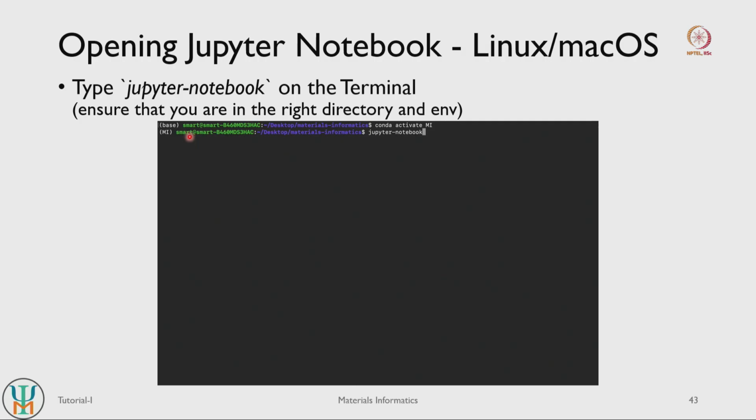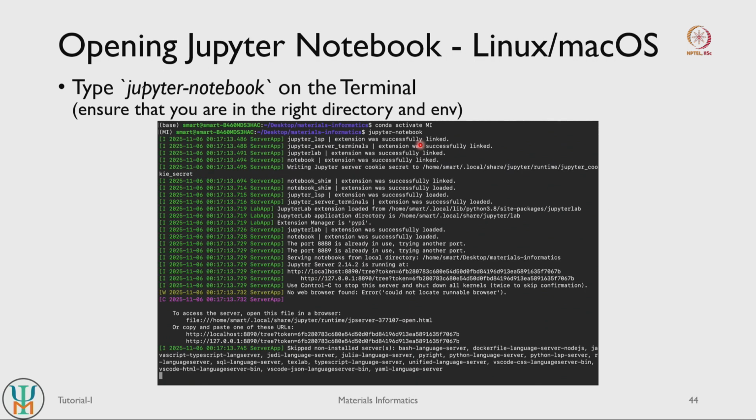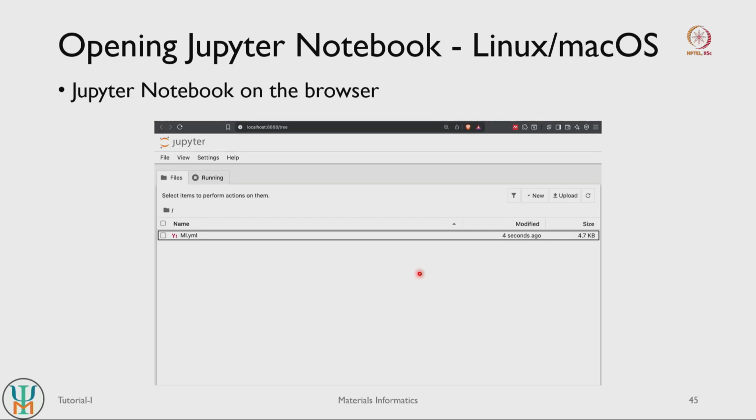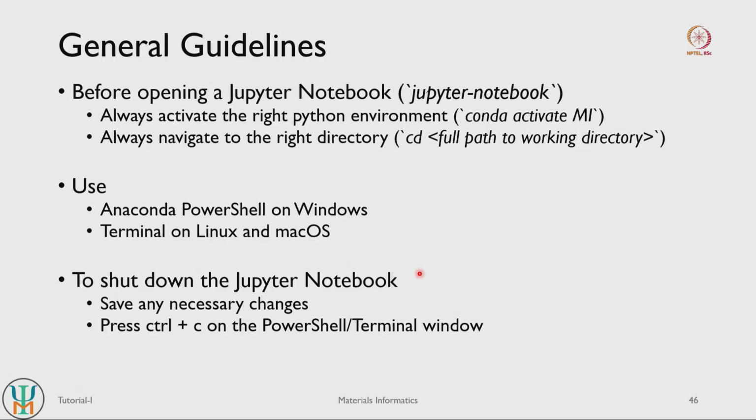Now after this is done, you can just type jupyter-notebook on your terminal, and again your Jupyter notebook should automatically open on your web browser. If it doesn't, you can copy this link, http://localhost etc., and paste it on your browser to open a Jupyter notebook. So this is how your Jupyter notebook looks, and that's all with the installation.